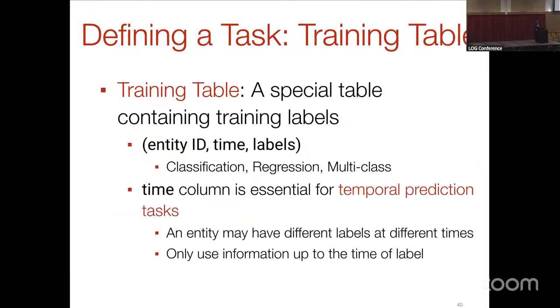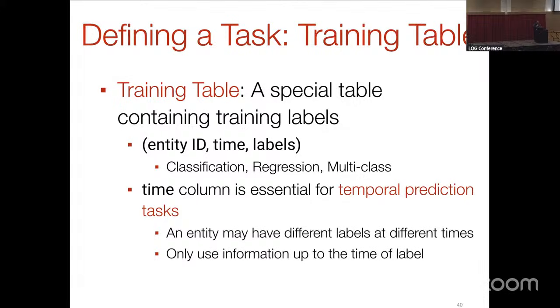And given these three elements, we can define a training table. This training table is a special table containing the labels. In other words, it's a table that has three columns. The first column is the entity ID. The second column is the timestamp. And the third column is the label, as I said, for user churn 0 or 1. Or we can have a multi-class classification label, or we can have a regression label. For example, user lifetime value is not a binary classification task. It's a value that we put in the label column. And so I think I made that clear.